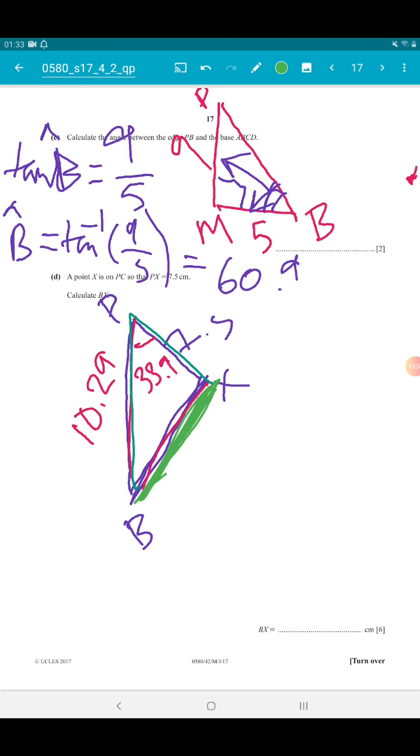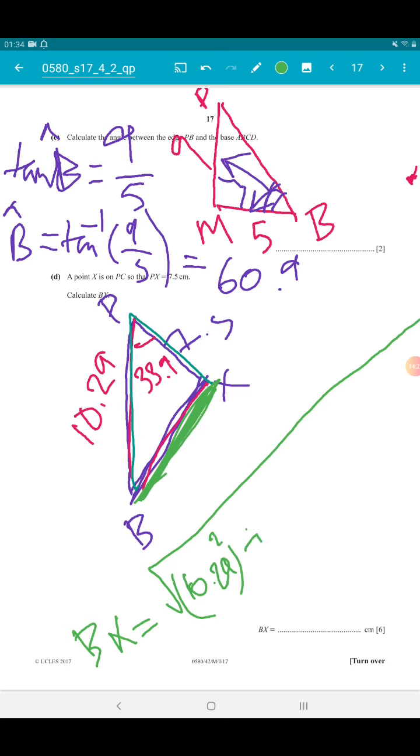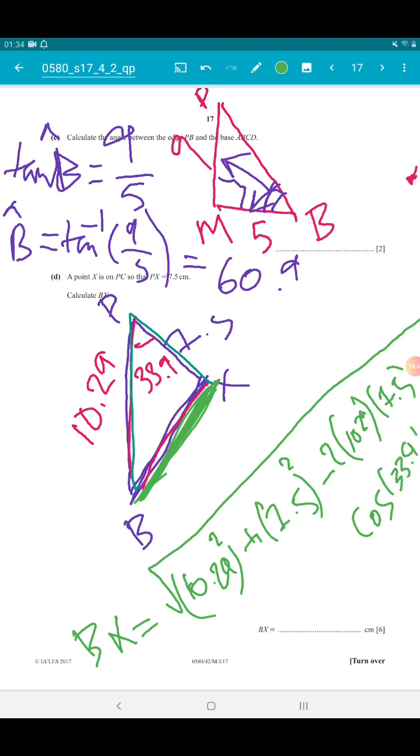Now to find BX, this is a non-right angle triangle, so you cannot use SOHCAHTOA. Also, two sides and the included angle are given. This means you should use the cosine rule. So BX equals the square root of the first side squared, 10.29 squared, plus the second side, 7.5 squared, minus 2 multiplied by 10.29 multiplied by 7.5 multiplied by cosine of the included angle, 33.9, all under the square root. Using your calculator, I think BX equals 5.83. Thank you.